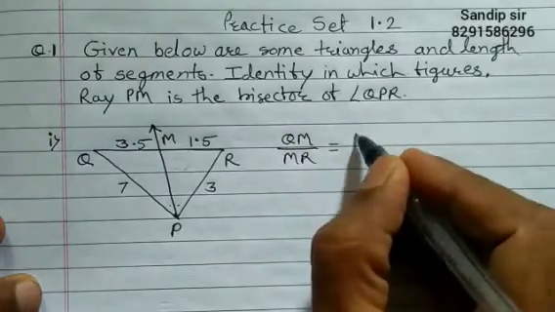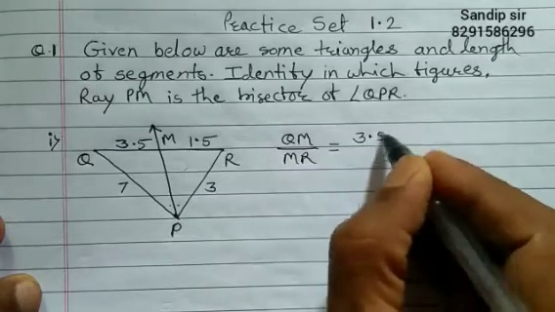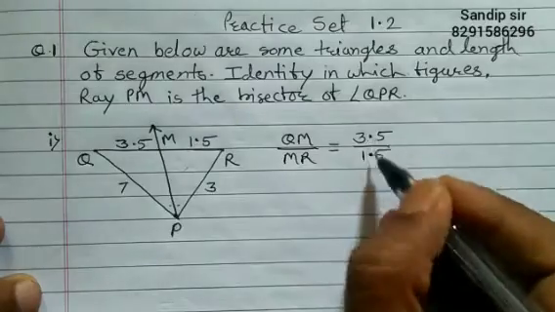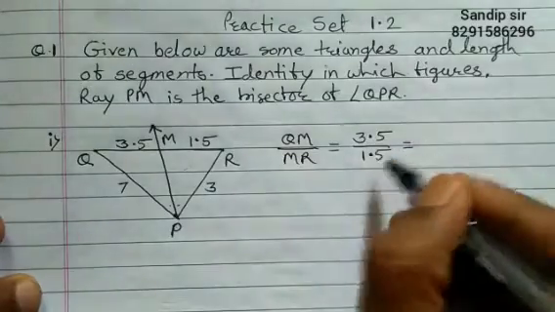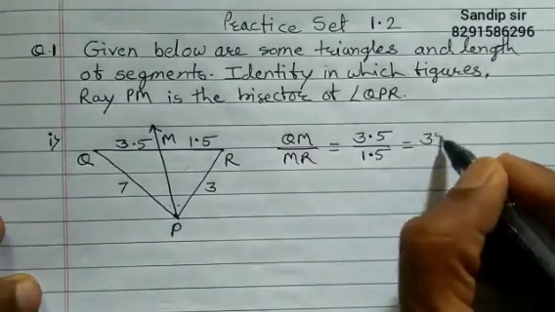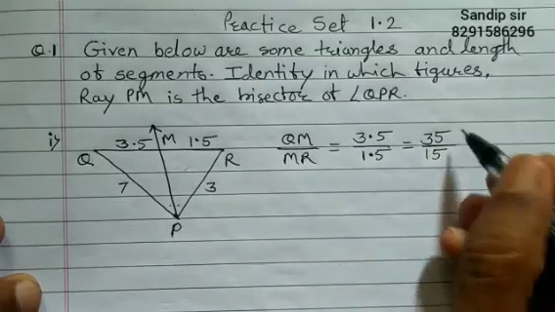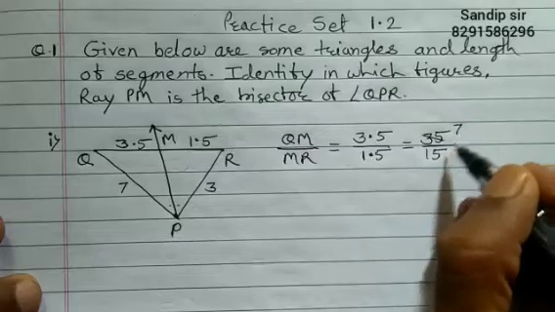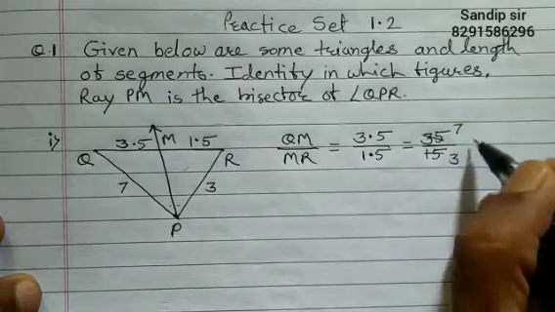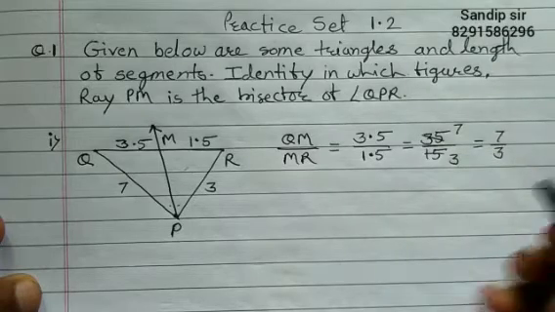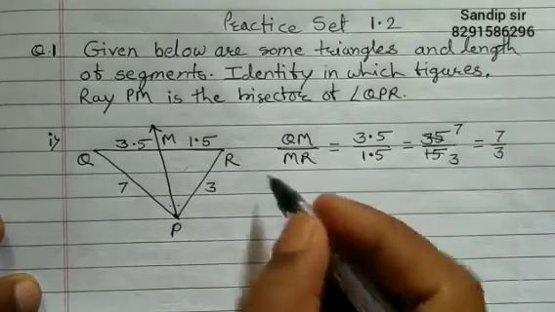First ratio, value of the QM is 3.5 upon MR is 1.5. Decimal point is matching here, 0.5. So I eliminate it, त्याला काढून टाकलं, and we get 35 upon 15. 5 7s are 35, 5 3s are 15. So we get the final answer for the ratio is 7 upon 3.